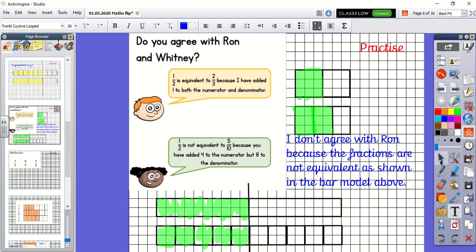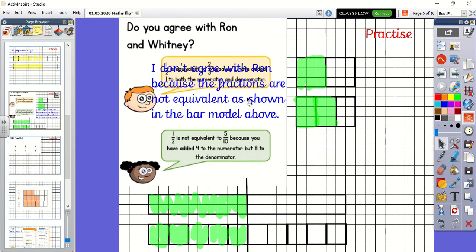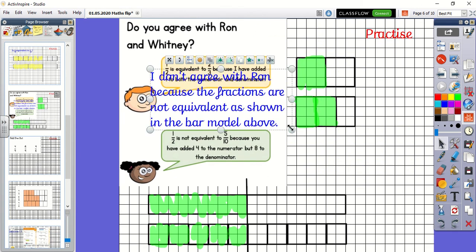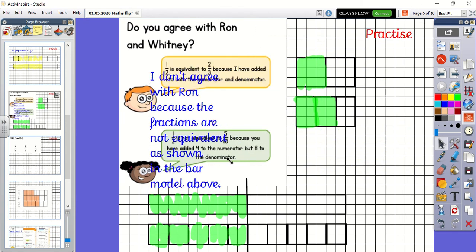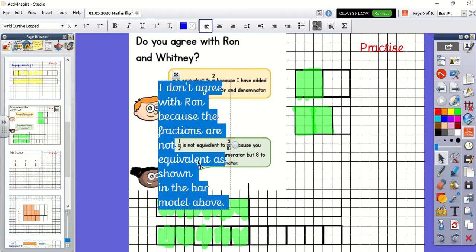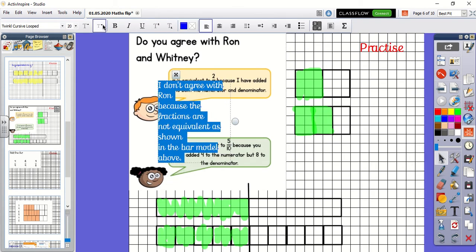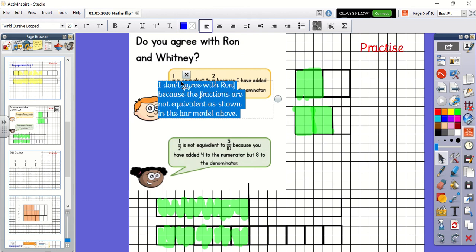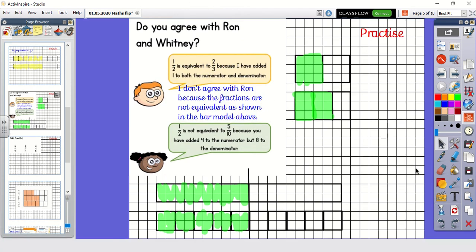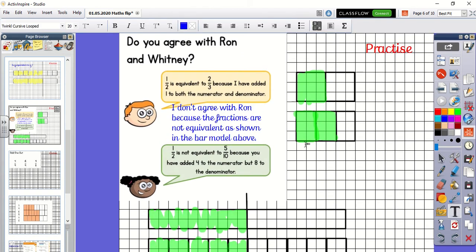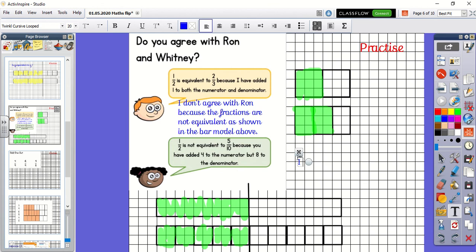So I'm just going to move this up here so I can write about Whitney. I'm going to put that there, and I'm just going to make that a little bit smaller. Oh, or maybe I'm not. Let's just make the writing a little bit smaller. Here we go. There we go, perfect.